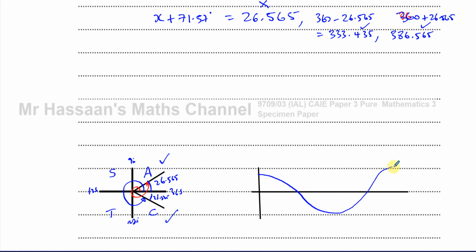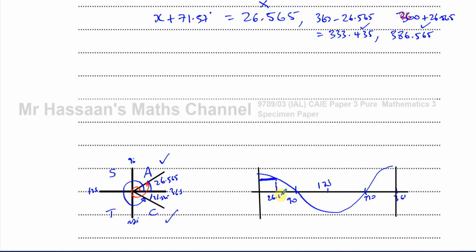And this is like 90, this is like 180, this is like 270, and this is like 360 degrees up here. Okay, so that's like 360 degrees. Now, what we can say here is what we found was an angle first over here, which is 26.565.